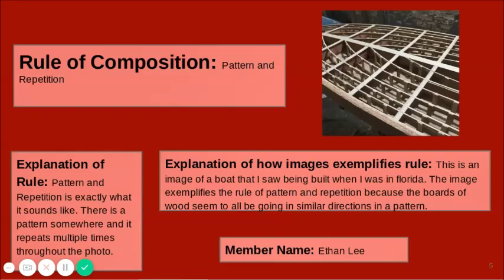Pattern repetition is exactly what it sounds like. There's a pattern somewhere, and it repeats multiple times throughout the photo. This image exemplifies the rule of pattern repetition because the boards of wood seem to all be going in similar directions and in a pattern.